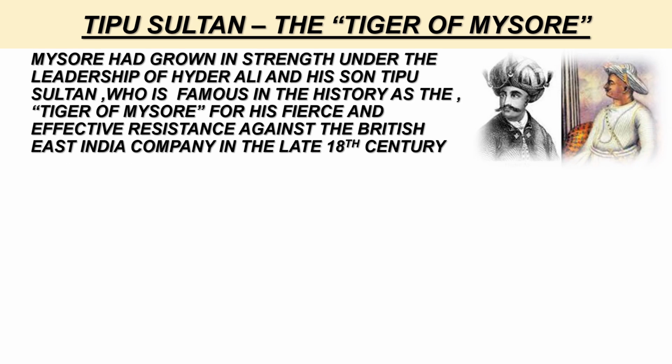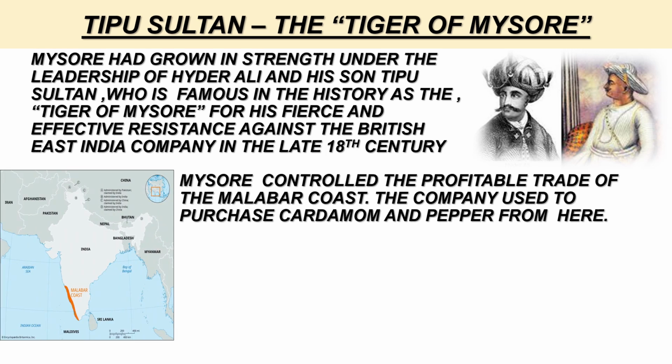Mysore had grown in strength under the leadership of Hyder Ali and his son Tipu Sultan, who is famous in history as the Tiger of Mysore for his fierce and effective resistance against the British East India Company in the late 18th century. Mysore controlled the profitable trade of the Malabar coast. You can see the Malabar coast in the map. The company used to purchase cardamom and pepper from here.